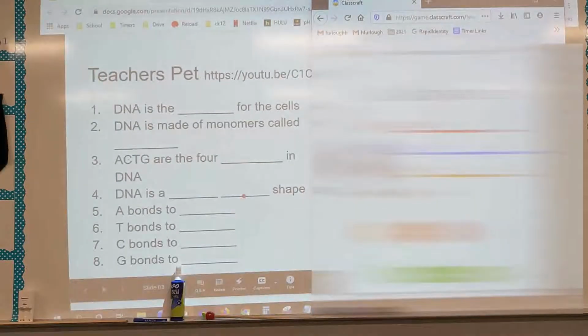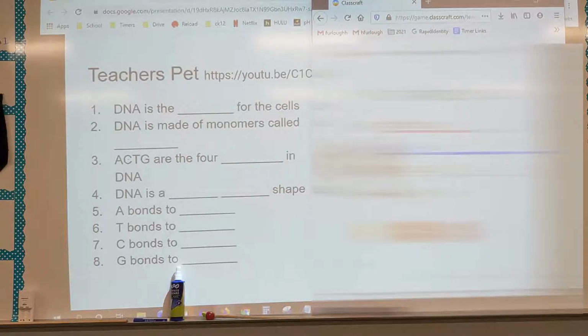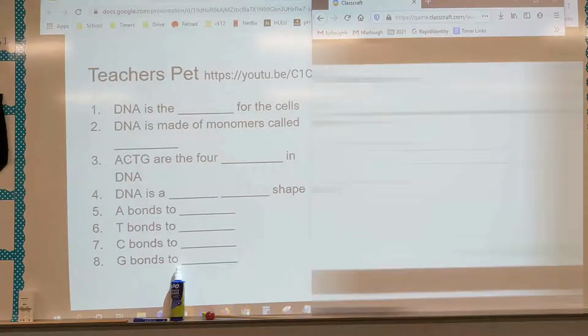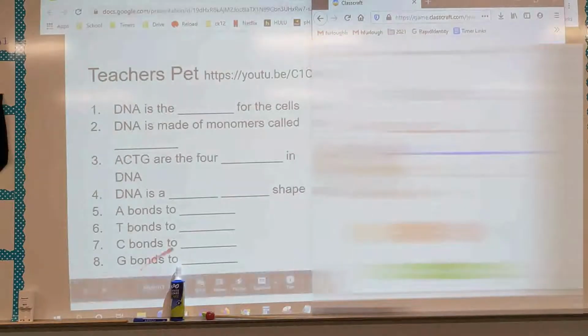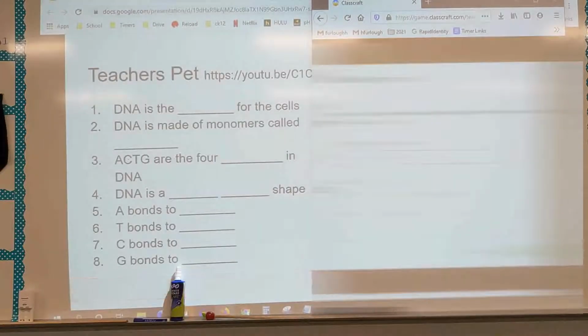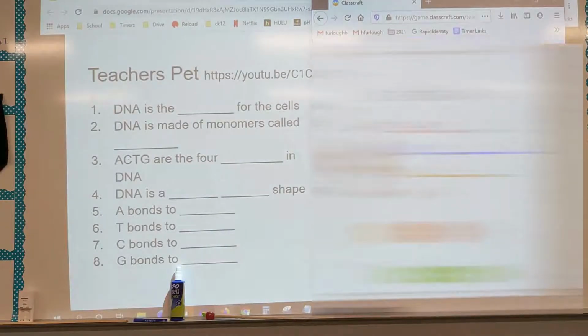Alright. And let's see here. Micah, what does A bond to? You might need to unmute yourself. The T. Right, A bonds to T, which means, of course, that T bonds to A. All right, so number 7, Sasha, what does C bond to? G. Very good. A to T and C to G. G to C and T to A. That was confusing for me.